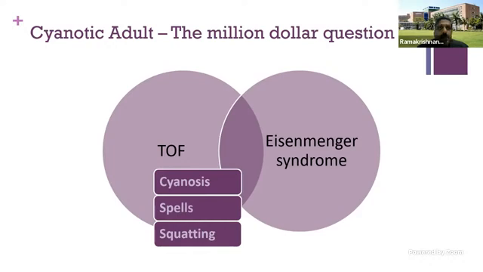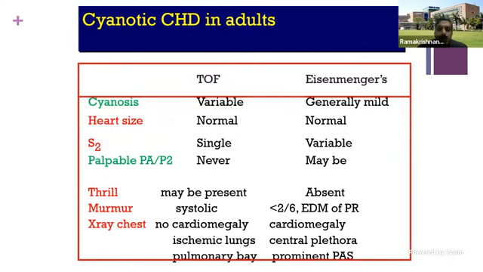Whereas squatting, mostly it is tetralogy, but some of the Indian series have reported around 10% of patients with Eisenmenger syndrome also reporting squatting or squatting-like postures. We'll go into the details of the onset of cyanosis and other things in tetralogy. In very simple, broad terms, cyanosis in tetralogy is often variable. It can be a pink tetralogy, and at the extreme it can be a blue tetralogy who is saturating very low and cannot even take a few steps. Compared to that, Eisenmenger syndrome generally has mild cyanosis.